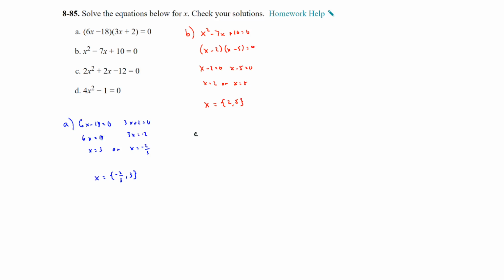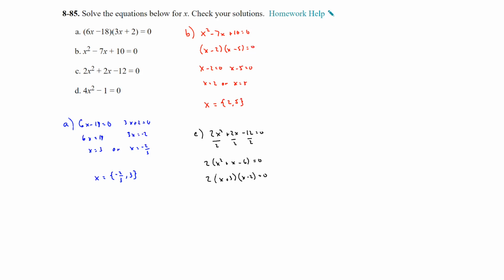On to part C. So on part C, we have 2x squared plus 2x minus 12 is equal to 0. There is a GCF of 2, so I'm going to go ahead and factor the 2 out. x squared plus x minus 6 is equal to 0, and then factor that. So once again, use the generic rectangle. You will get x plus 3 and x minus 2, and then set your factors equal to 0.